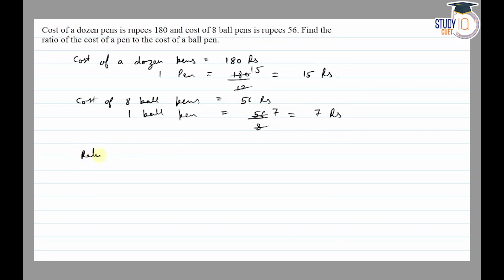So हमें ratio find out करना है. So ratio will be, find the ratio of the cost of a pen to the cost of a ball pen. तो a pen upon one ball pen. So इनकी cost हमने find out कर ली है, 15 upon 7. So this will be our final answer.